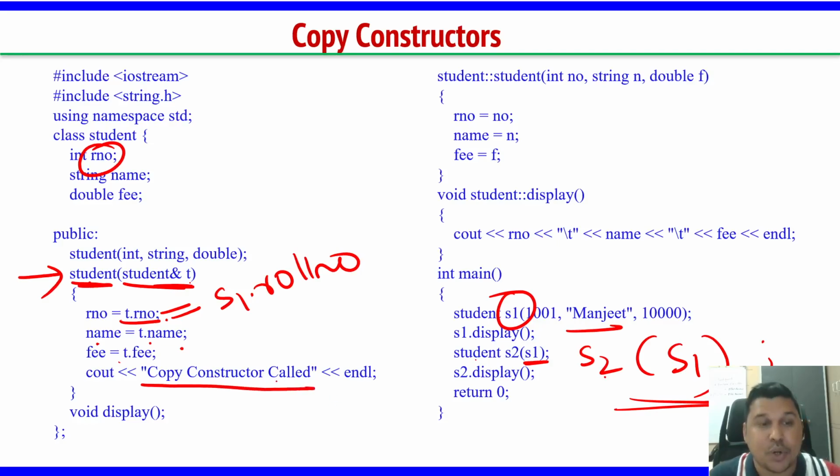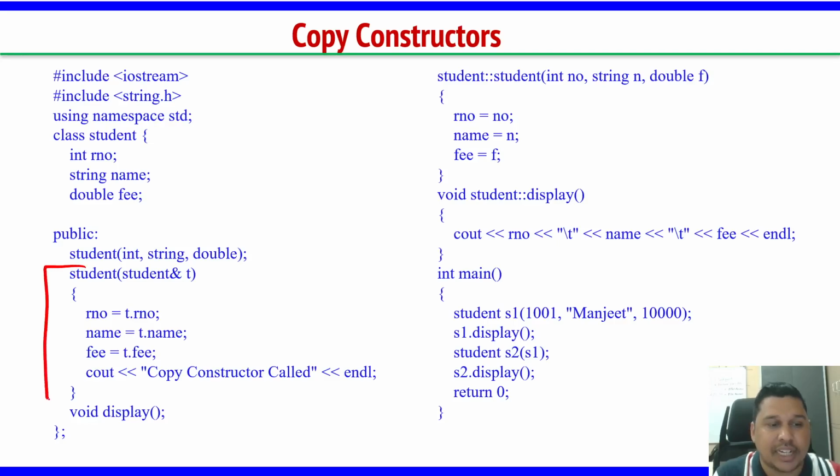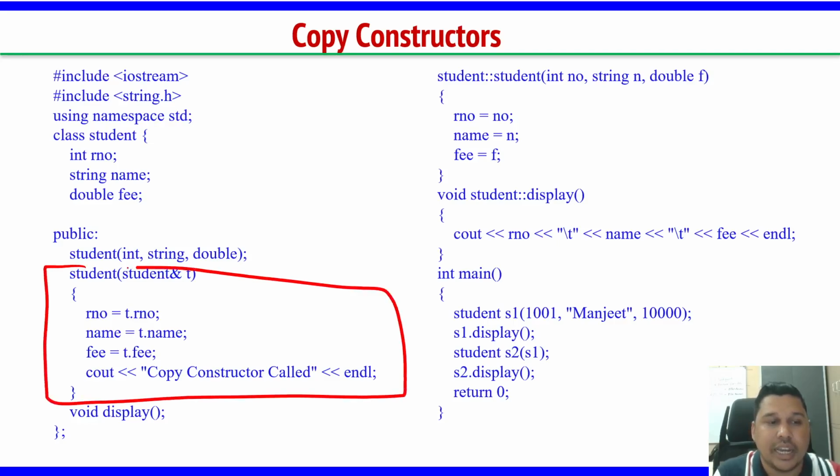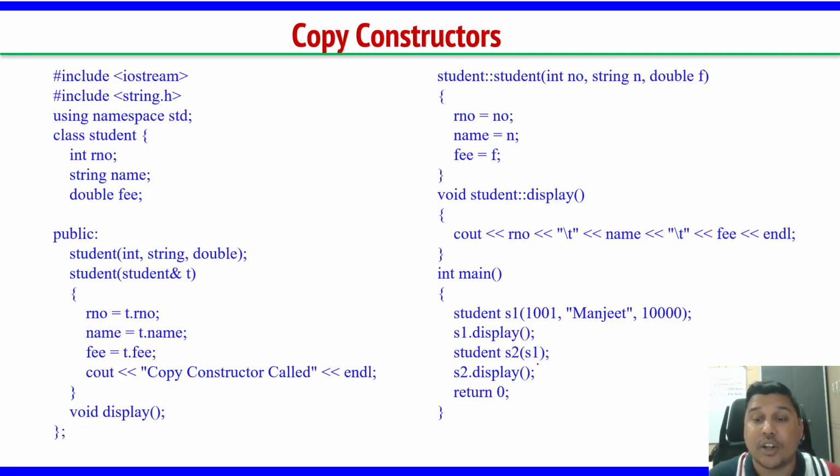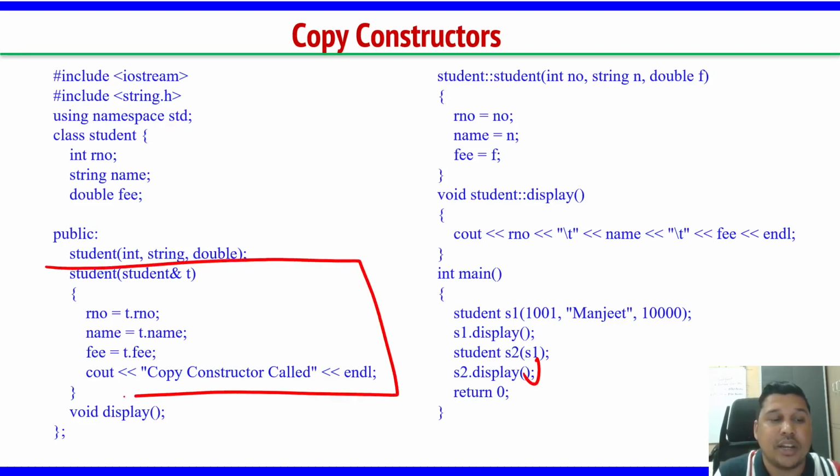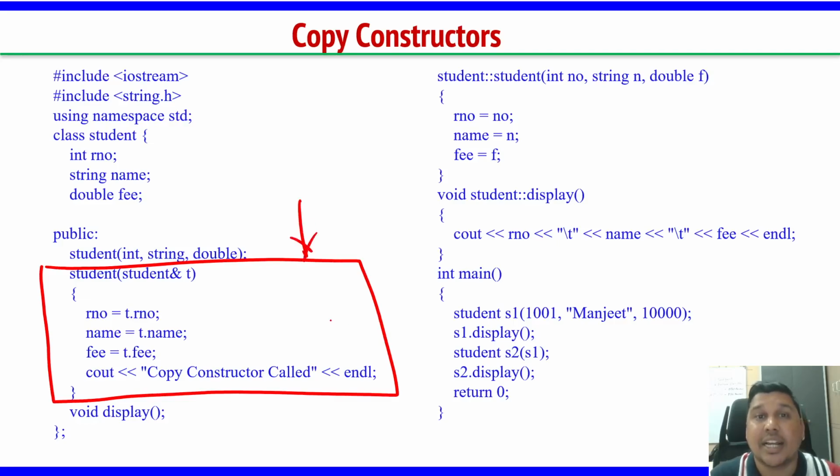Even if I don't write this block, still the contents of S1 will be copied into the S2 object like this. But since I defined it explicitly, the compiler will not call its default one. It will execute my block, what I wrote. There I am simply writing the logic of copying.